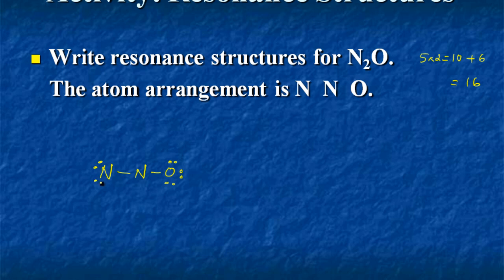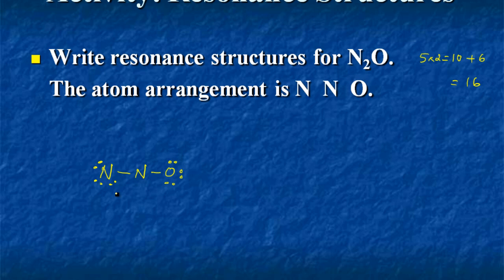Normally we will start with the outer one, so I put all 6 in here. Why is the N in the middle? Because oxygen is more electronegative than nitrogen, so it cannot be in the middle. So one nitrogen has to go in the middle. If you check the electronegativity, oxygen is 3.5 or 3.4, nitrogen is only 3. That is why it specifically says that the atom arrangement is NNO. Oxygen cannot be in the middle.